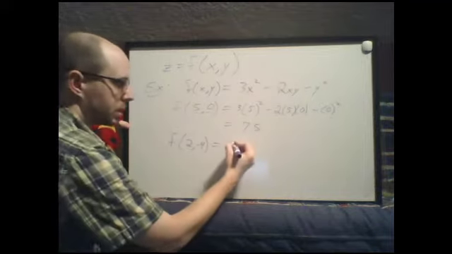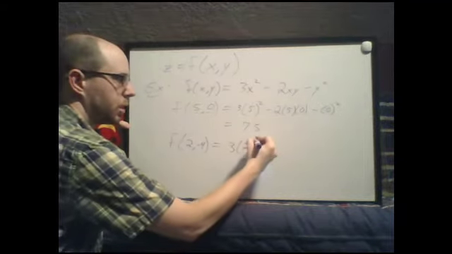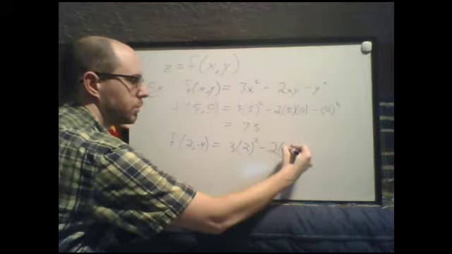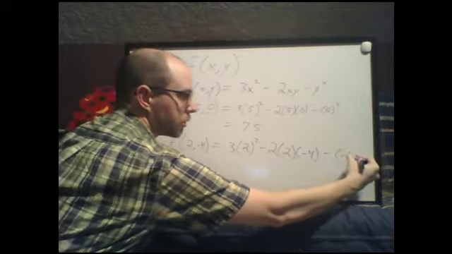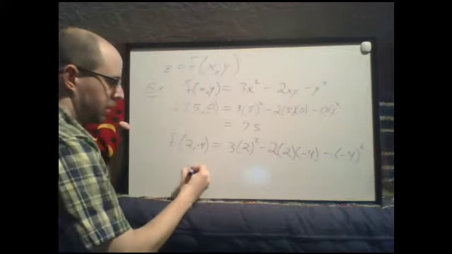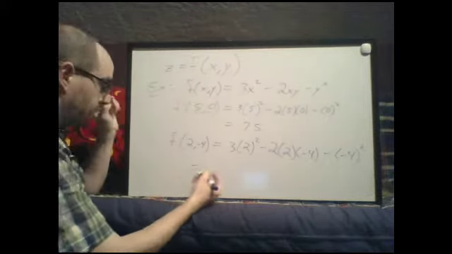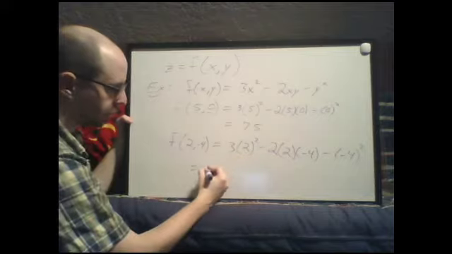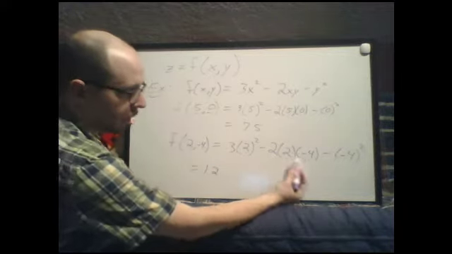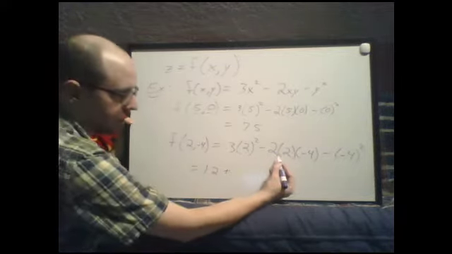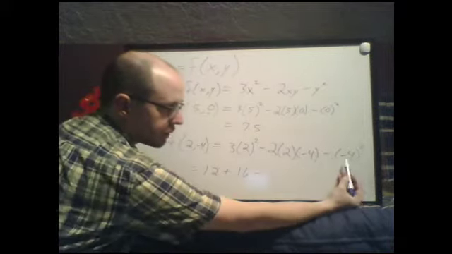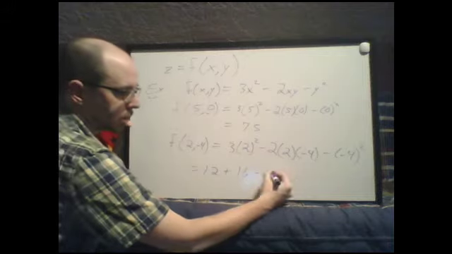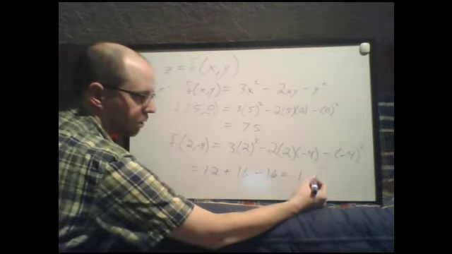We plug these things in. 3 times 2 squared minus 2 times negative 4 minus negative 4 squared. So that's what? 3 times 4 is 12. Minus a minus makes a plus. That'll be 4 times 4 is 16. And then minus negative 4 squared is 16, so that's minus 16. So that gives me 12.